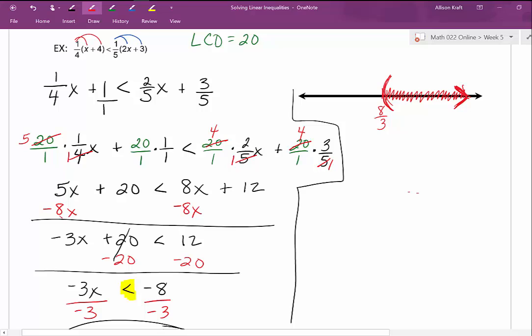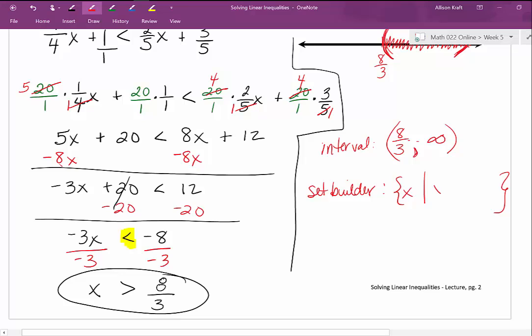Interval notation. Our very smallest number is 8/3, not included. And then our very largest number, with that arrow pointing to the right, is going to be positive infinity. And infinity always gets a parenthesis. Set builder notation always starts the same. The set of all x such that. Our condition this time is that x is strictly greater than 8/3.